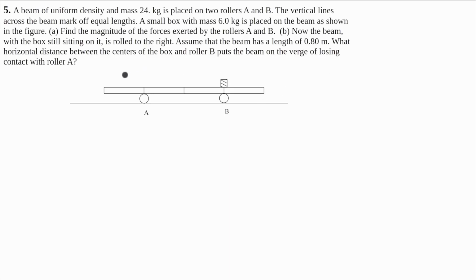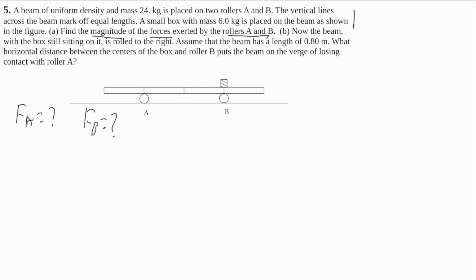Here's number 5. We have this beam here. Underneath this beam, we have two rollers, roller A and roller B. Above roller B, there's a box. And for A, we need to find the magnitude of the forces exerted by rollers A and B. So we're looking for FA and FB. I'm going to write what I know.